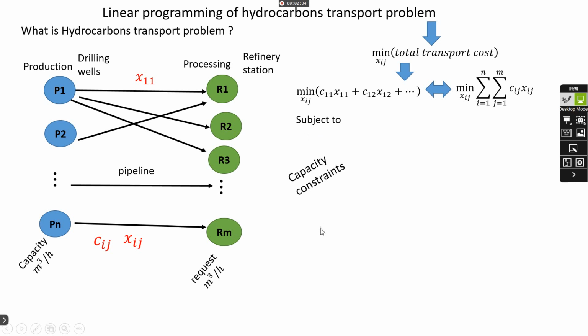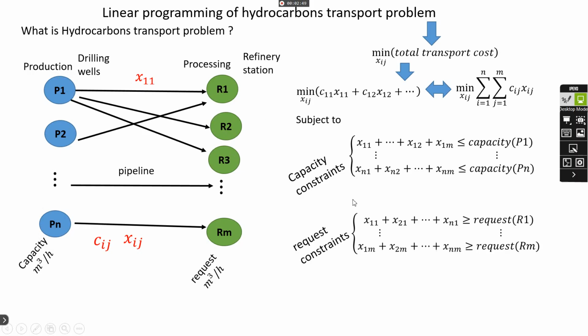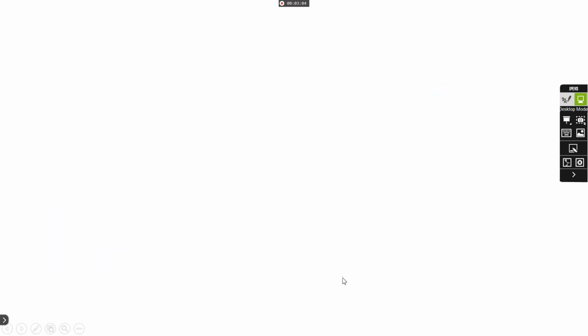Subject to constraints, we have capacity constraints, which means the transported quantities from production must be lower than the production capacities, and we have request constraints, which means the transported quantities to processing are greater than the processing request.